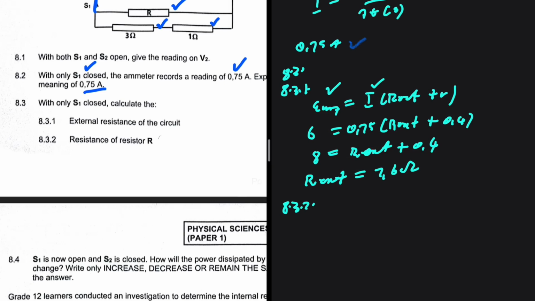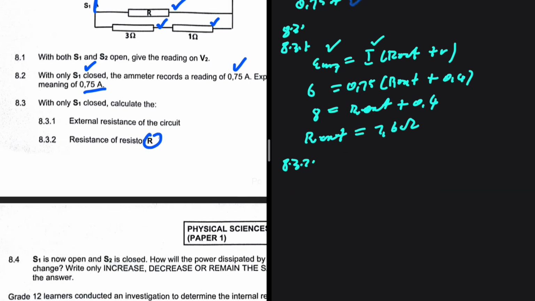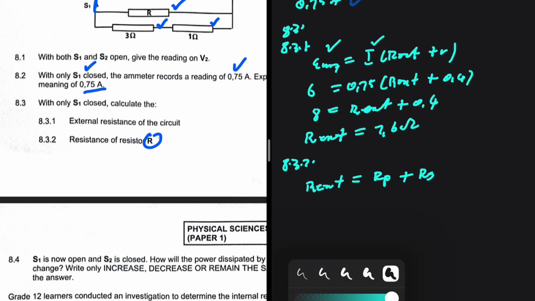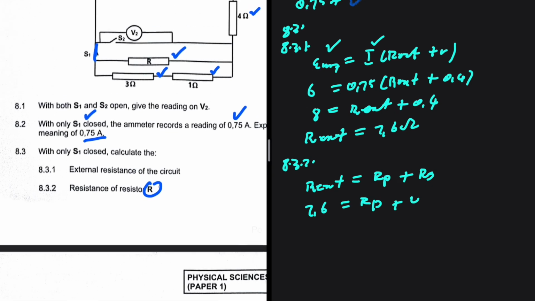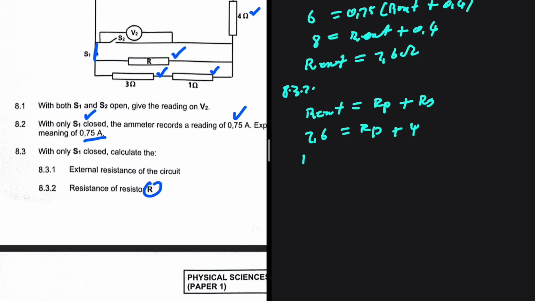What about 8.3.2? We're looking for the resistance of resistor R. Well, we just calculated R external. We know that R external is equal to RP plus RS, the resistance in parallel plus the resistance in series. So R external, that is 7.6. RP is what we're going to use to find the resistance of resistor R, plus RS, the resistor in series, that is 4 ohm. So if we rearrange this and make RP the subject of the formula, we're going to get 7.6 minus 4. So RP is equal to 3.6 ohm.